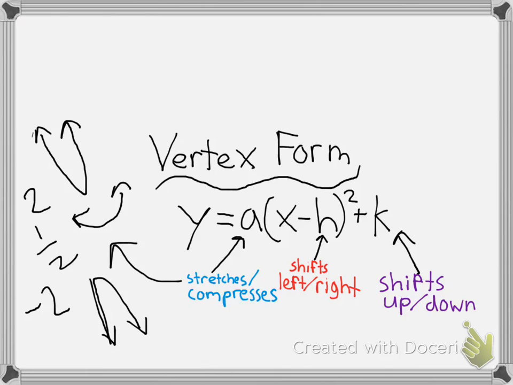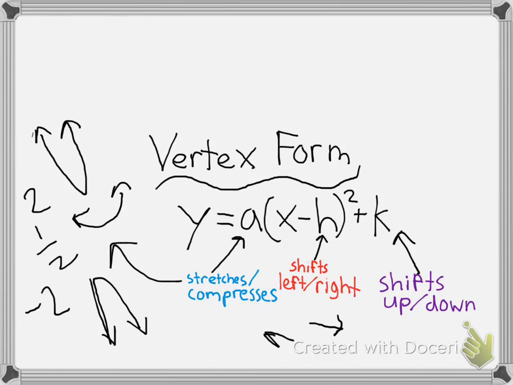h, on the other hand, is responsible for shifting the graph on the x-axis, so it shifts it from left to right. So if I had an h of, say, +2, that means that it would be shifted to the right 2, and if I had an h of -2, then we go to the left 2. And finally, k is responsible for shifting the parabola up or down. So if I had a k of +1, I'd have to move my graph up 1 before starting it.